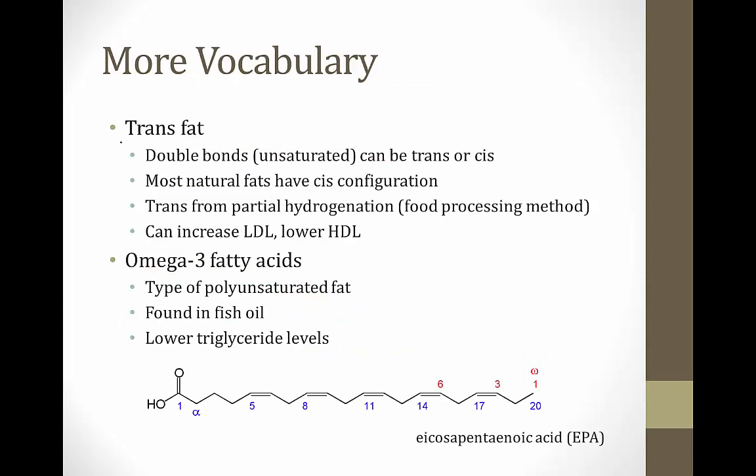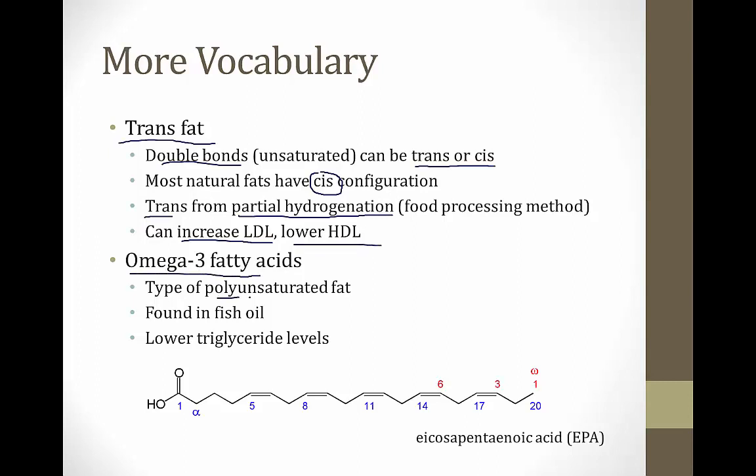Nutritionists often advise patients to avoid trans fats. So what do they mean by that? Well, double bonds in unsaturated fatty acids can be either in the trans or the cis configuration. This has to do with the orientation of the double bond in 3-dimensional space. Most naturally occurring fats have the cis configuration, but you can get lots of trans double bonds when you use a food processing method called partial hydrogenation. And these trans fats have been shown to increase LDL, which is the bad cholesterol, and lower HDL, which is the good cholesterol. Another type of fatty acid which is good for you is called an omega-3 fatty acid.